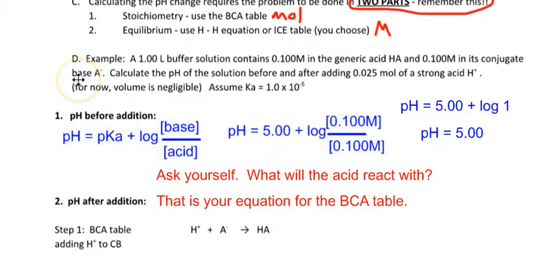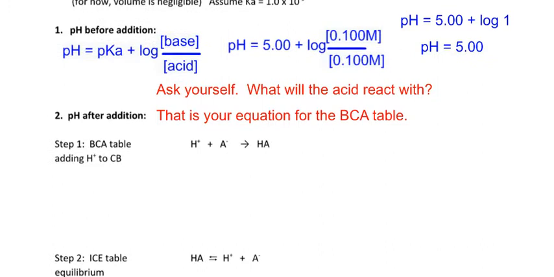So what do you think it's going to react with? It's going to react with the base. That is the question you must think about. So here is the new strong acid that you're adding. Here is your conjugate base, and together they form the weak acid. Notice it's a single arrow. Why is it a single arrow? Because it's going to go to completion.